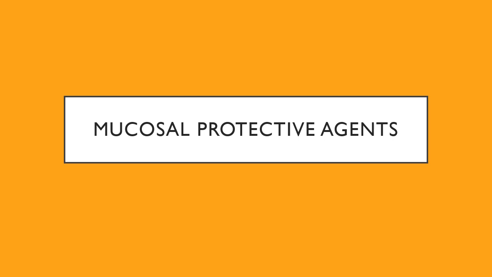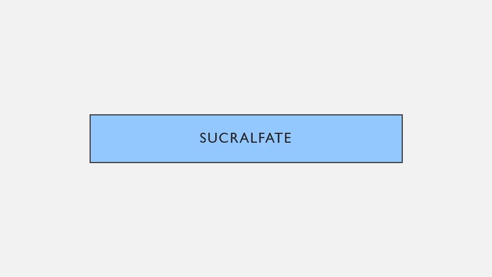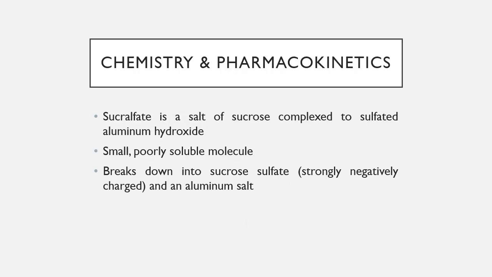Now are the mucosal protective agents. First one is sucralfate. As you can see from the name, it has sucrose, aluminium, and sulfate. Sucralfate is a salt of sucrose complexed to sulfated aluminum hydroxide.